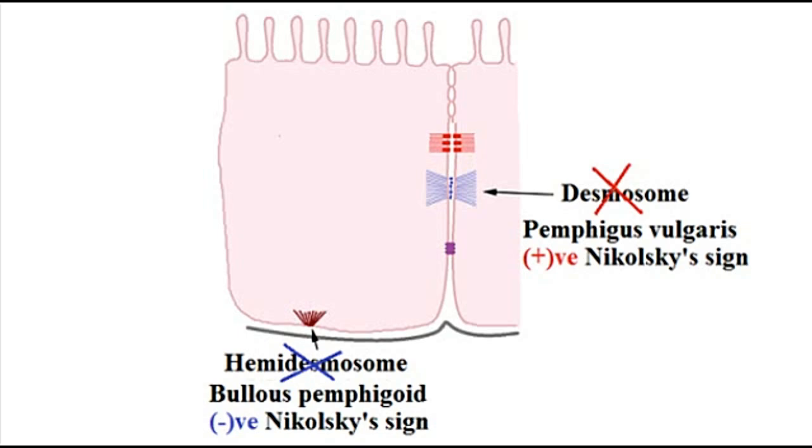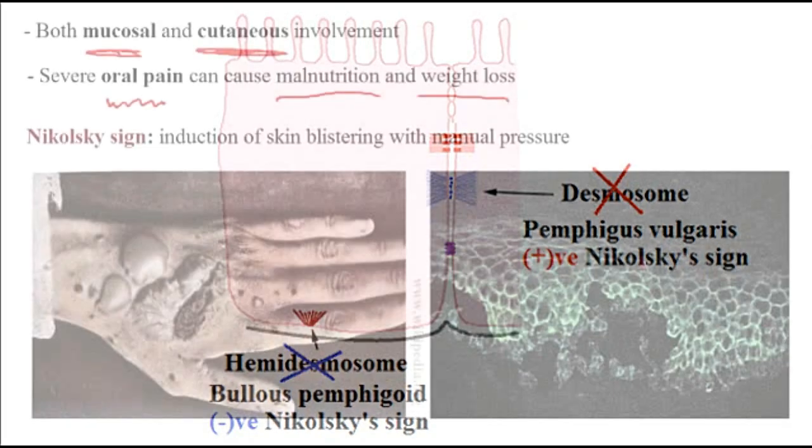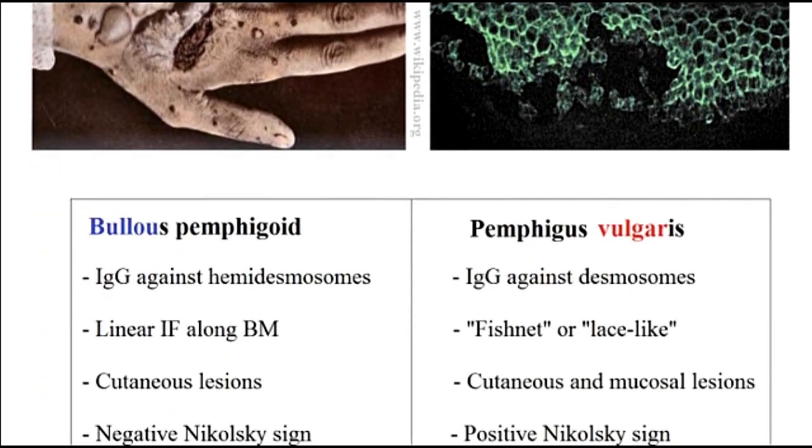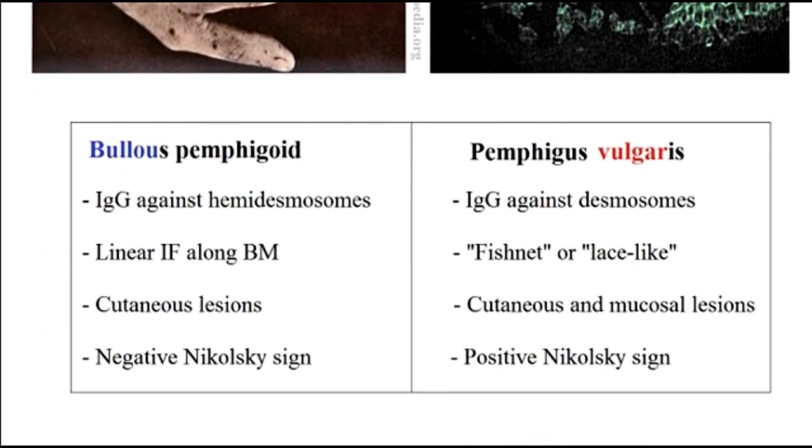Versus bullous pemphigoid, which is a deeper skin lesion since now the hemidesmosomes are affected. And so these lesions have a negative Nikolsky sign because the skin wouldn't come off by applying manual pressure to the lesions. Now here is a summary of the difference between bullous pemphigoid and Pemphigus vulgaris. So bullous pemphigoid is due to the formation of IgG antibodies against hemidesmosomes, and so you will see linear immunofluorescence along the basement membrane.